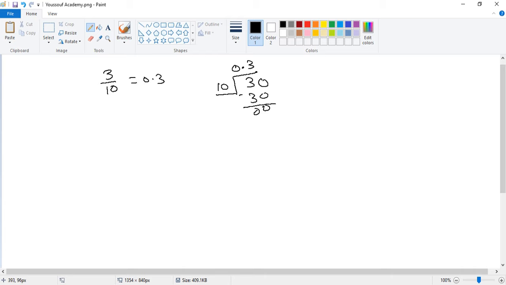Yeah? To change 0.3 to percentage, we have to times it by 100. Yeah? The decimal point has to go two places. So the answer will be 30%.